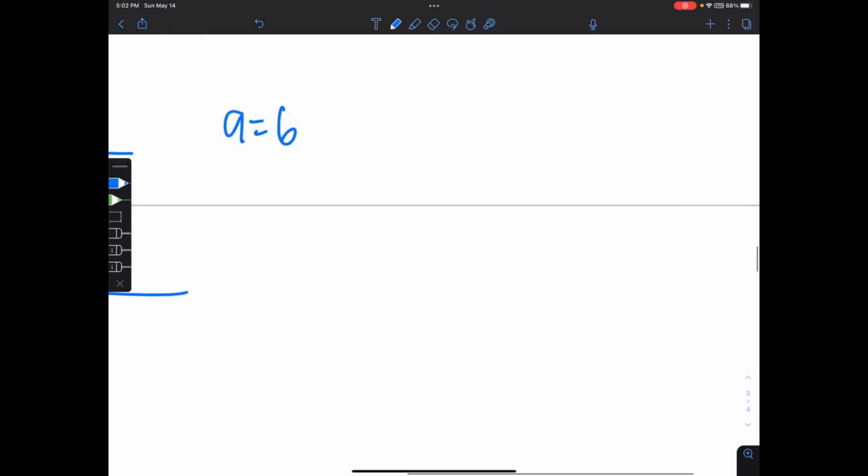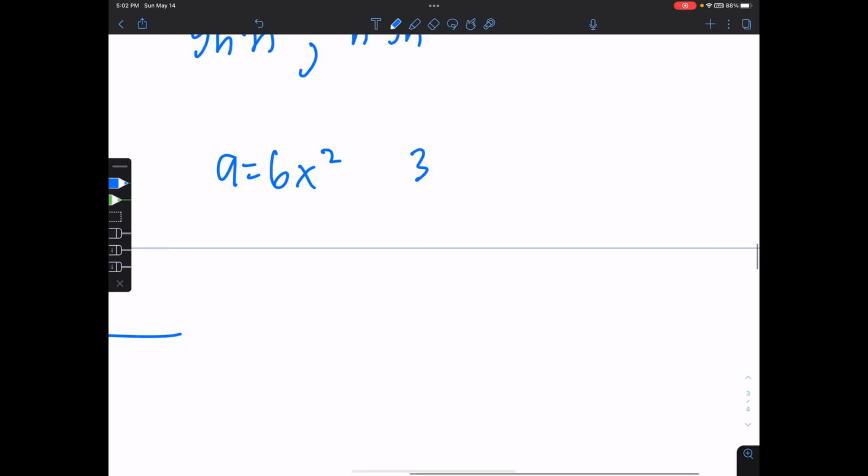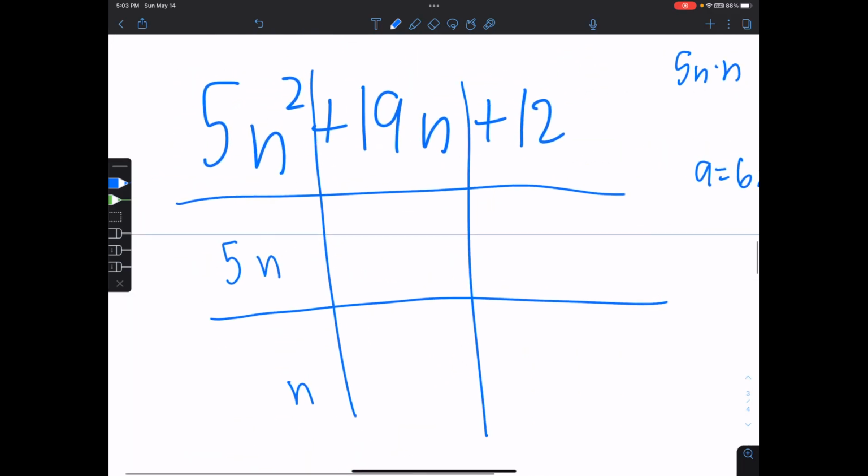And so there's not really any choice, but let's first say if our a value was 6, right? It would be 6x squared, right? There's a few ways, right? You can do 3x times 2x, or you can do 6x times x. And really, it just becomes a guessing game, right?